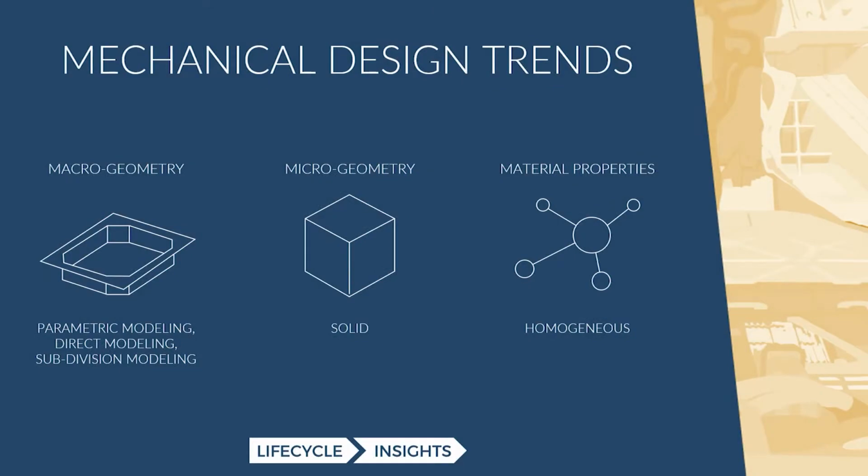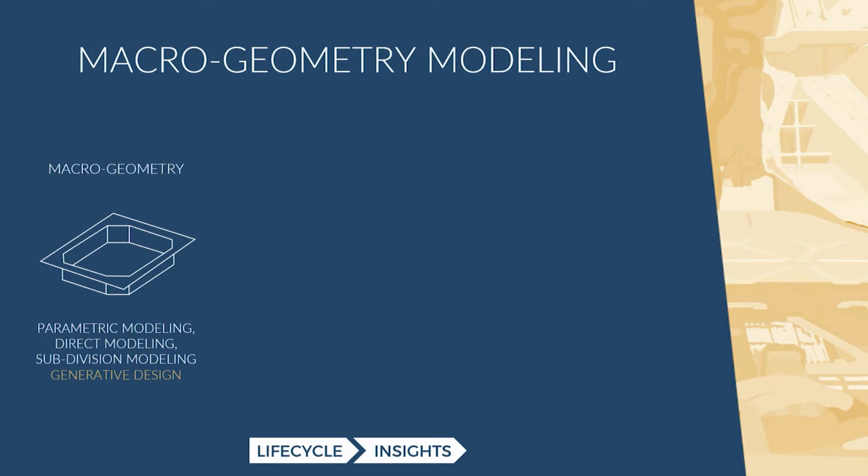deal with macro level or macro geometry modeling. If you've been following the industry, some of this is going to be familiar. This is taking the form of what a lot of people are calling generative design, or topology optimization is another term that you can use to describe that. So let's talk about that. Just as a quick reminder, we're actually covering 3 different trends that are reshaping mechanical design today. Macro geometry is what we're focusing on right now. And really, generative design is the big change here.